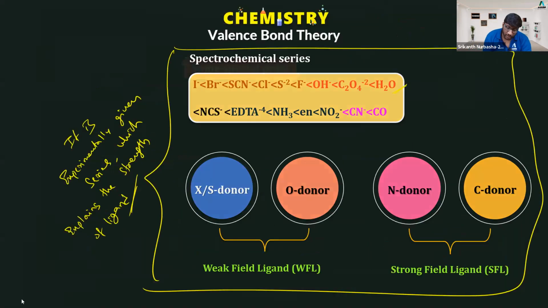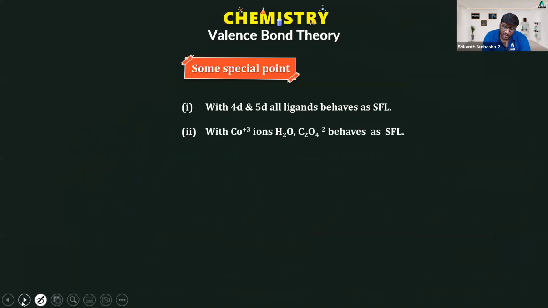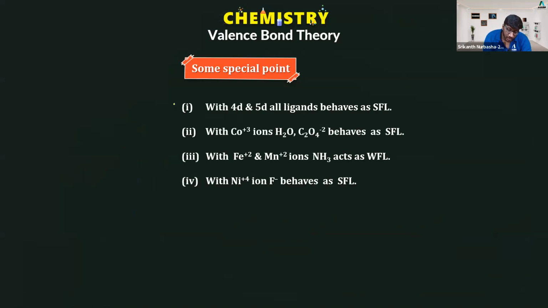So this was the point we were looking at. Some special cases, special points. With the 4d and 5d, all ligands behave as strong field ligands. Write down these special points or exceptional cases. With the 4d and 5d, all ligands behave as strong field ligands. If the inner d orbitals are 4d or 5d orbitals, then all are going to be strong field ligands only.